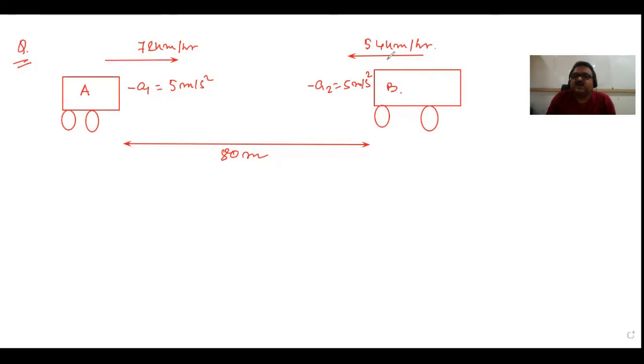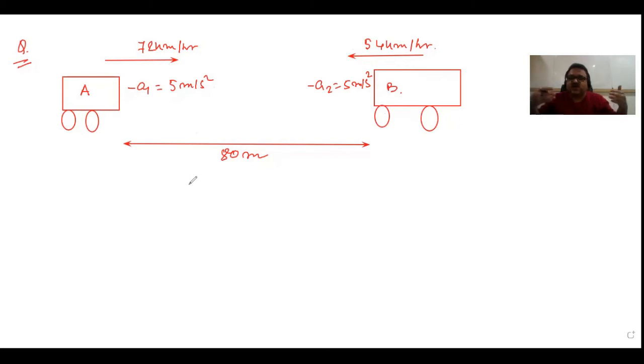This is another car moving along this direction with a speed of 54 km per hour. The retardation of both cars is given. Actually, what is happening here? At the moment the separation between the cars is 80 meter, and the drivers of both cars applied brakes and produce equal retardation of 5 meter per second square.